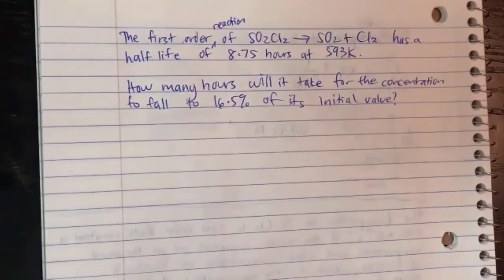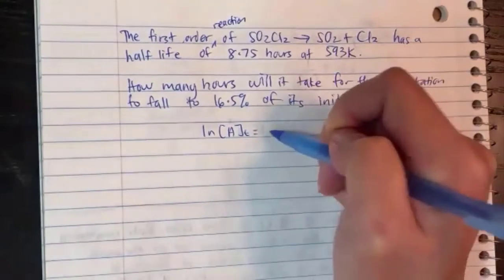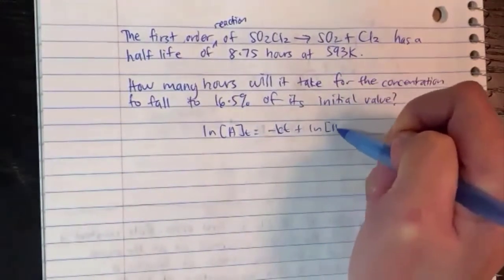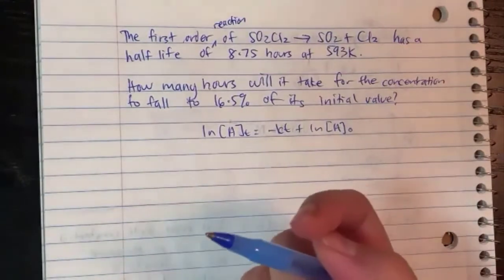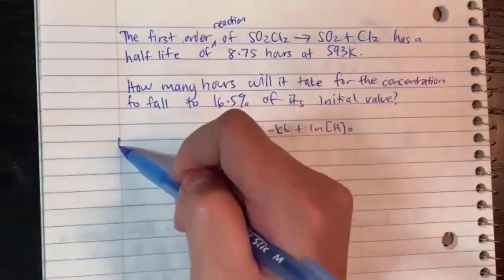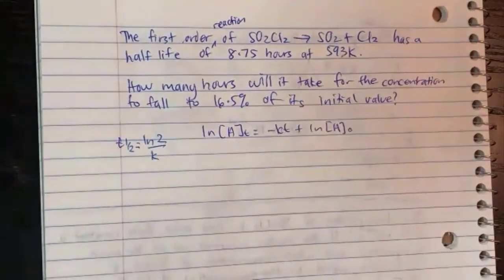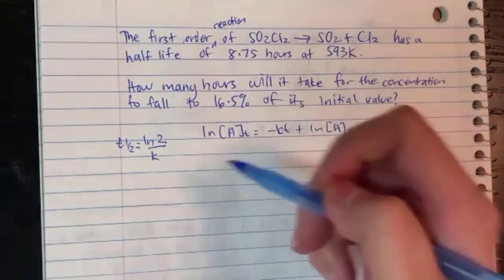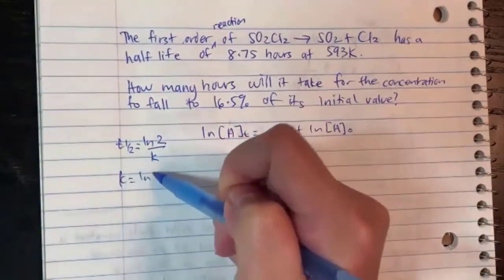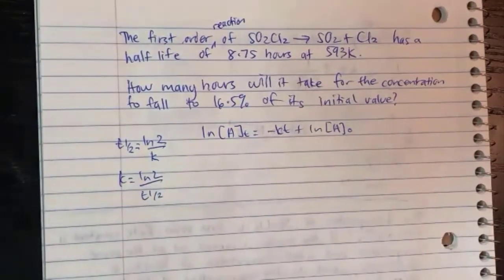Since it says first order, I'm going to write down the first order equation. ln At equals minus kt plus ln A naught. They also gave us a half-life, so I'm going to write down the half-life formula. Half-life formula was ln2 over k. And then k equals ln2 over half-life. Same thing, right? That's the formula we knew.